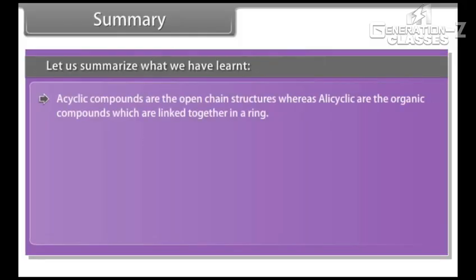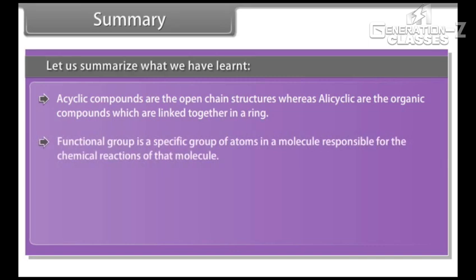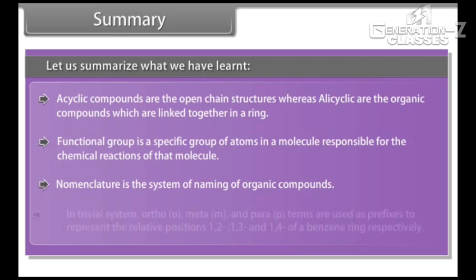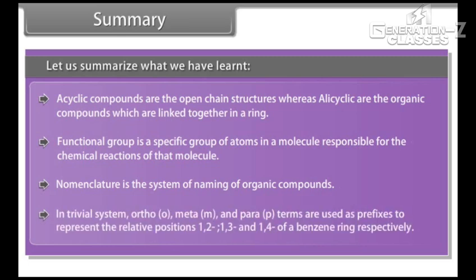Acyclic compounds are the open chain structures, whereas alicyclic compounds are the organic compounds which are linked together in a ring. Functional group is a specific group of atoms in a molecule responsible for the chemical reactions of that molecule. Nomenclature is a system of naming of organic compounds. In trivial system, ortho, meta, and para terms are used as prefixes to represent the relative positions 1,2, 1,3, and 1,4 of a benzene ring respectively.